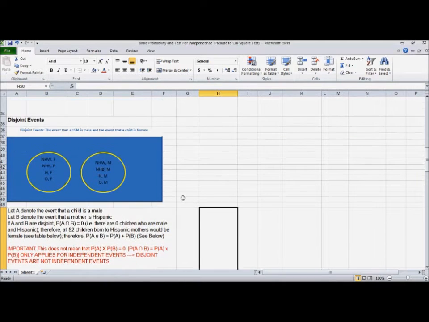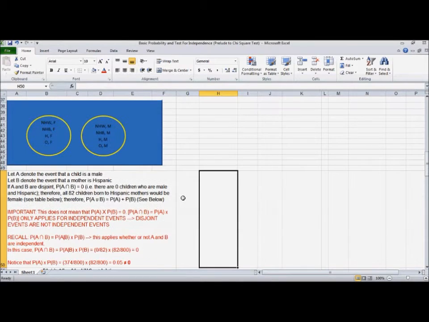Now let's move on to disjoint events or mutually exclusive events. Mutually exclusive events, for example, if we have 2 events, A and B, if A occurs, B cannot occur, and vice versa. Now that means that the intersection, the probability of A and B, equals 0.